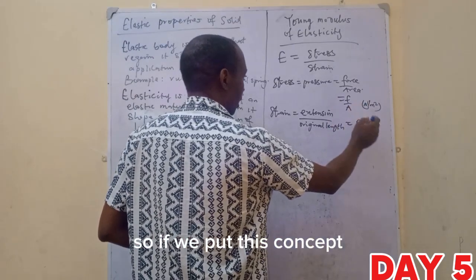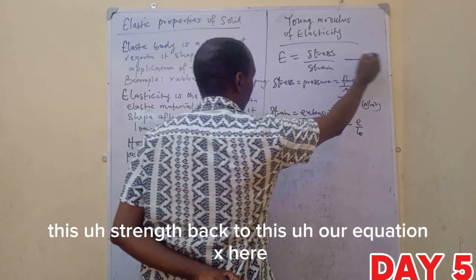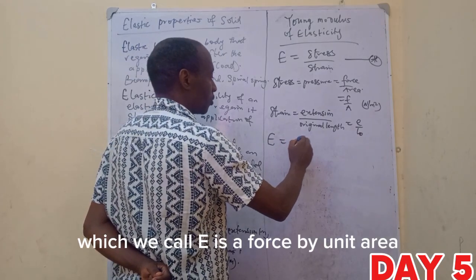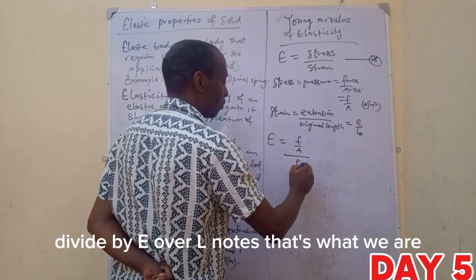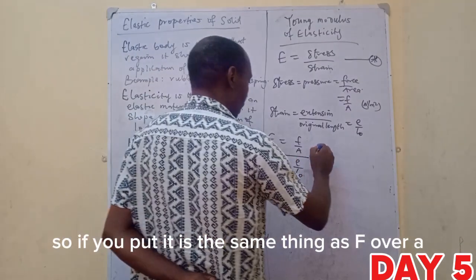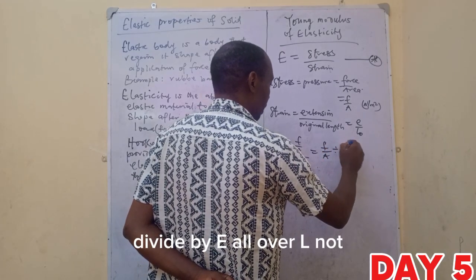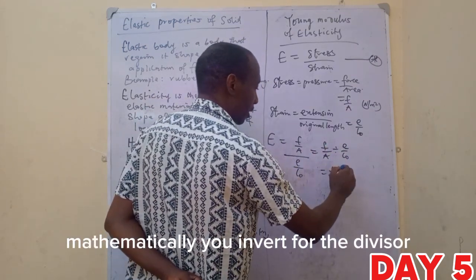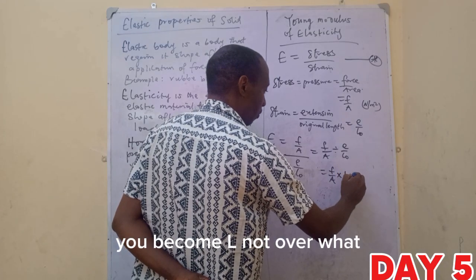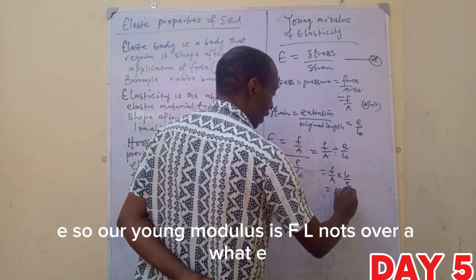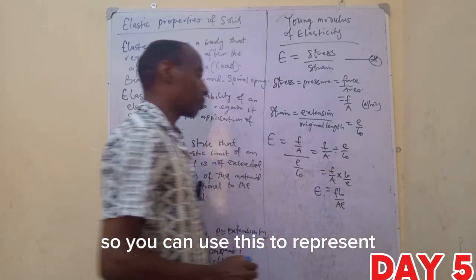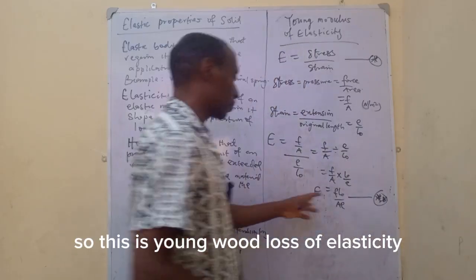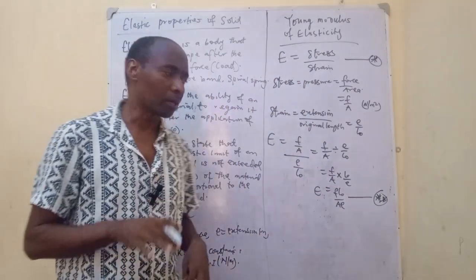If we put this strain back into our equation, call it equation X, our Young modulus E is force per unit area divided by E over L naught, which is F over A divided by E over L naught. When you change division to multiplication, you invert the divisor, so it becomes F over A times L naught over E. So our Young modulus is F L naught over A E. You can use this to solve problems concerning Young modulus of elasticity.